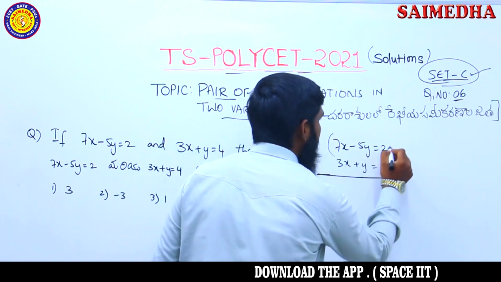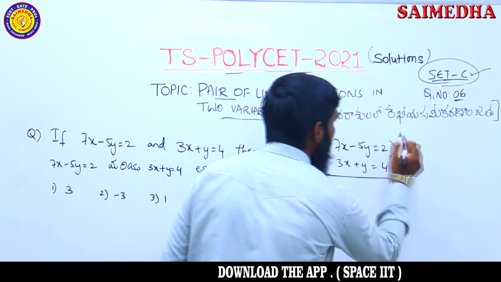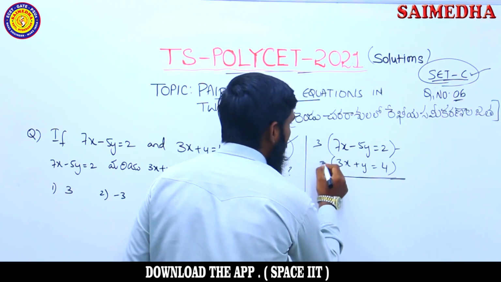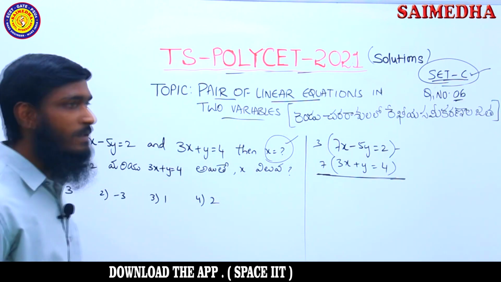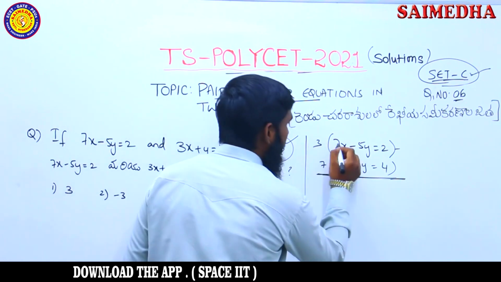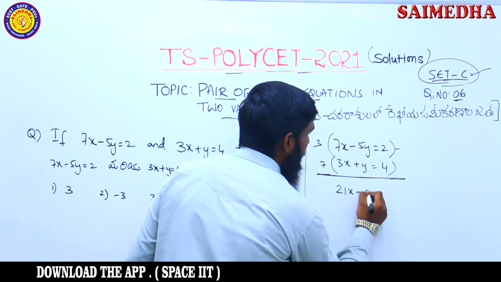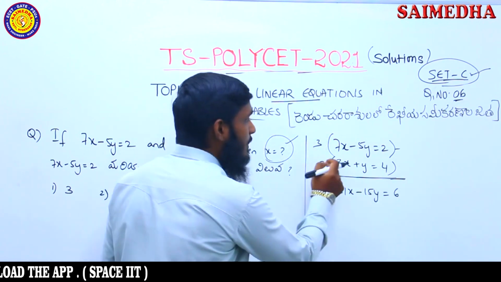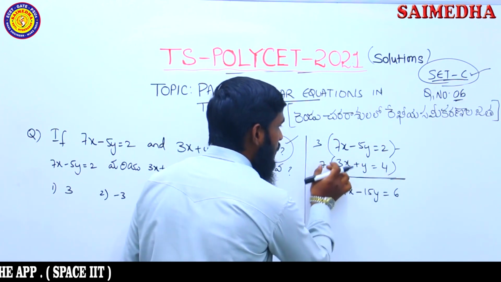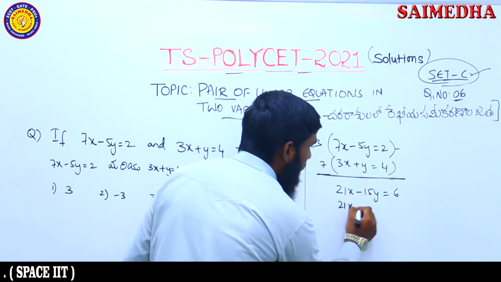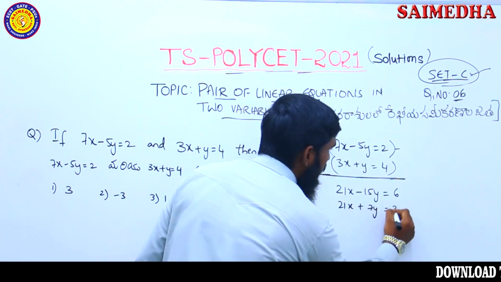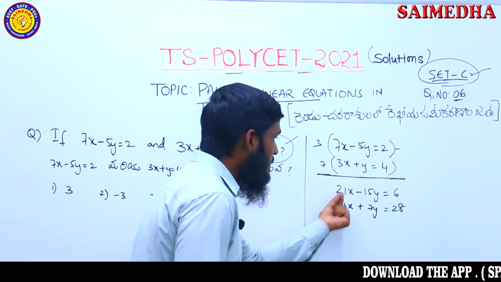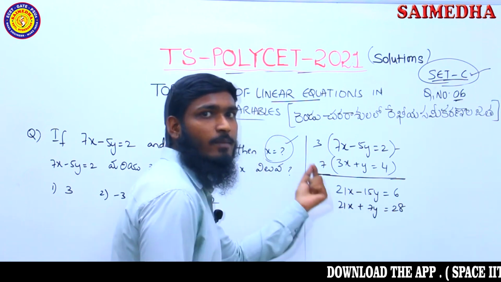So we are multiplying equation number 1 with 3 and equation number 2 with the number 7. Let us multiply these equations. This will be 3 into 7, 21x minus 15y is equal to 6. Now after multiplying the second equation with the number 7, we will get the equation as 21x plus 7y is equal to 28. Now you can see over here 21x plus 21x is there, so we cannot eliminate that variable.